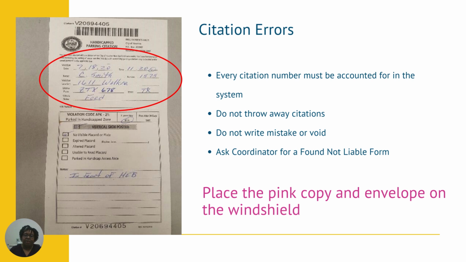Contact the coordinator, myself or Lisa, and ask for a found not liable form that you'll have to complete. And we'll send the form along with the attached citation, all the copies of the citation, to the hearing officer for the official dismissal. So this is just a protocol we have to follow. So remember, mistakes happen and that's okay, but never write mistake or void on a citation.